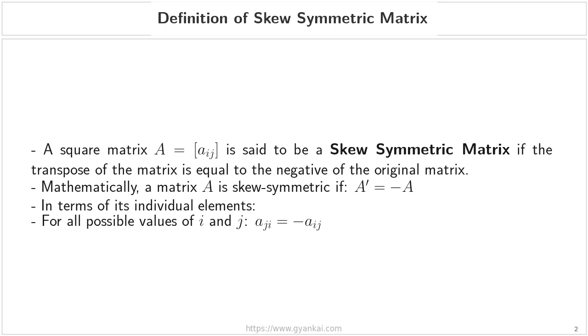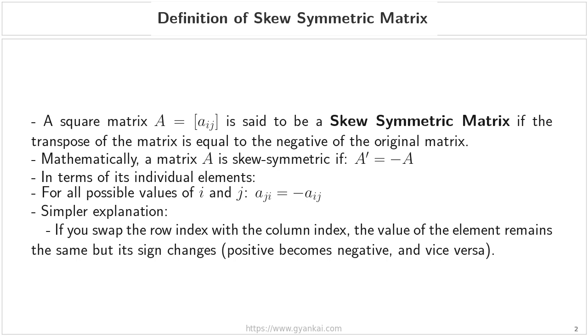If we look at this in terms of the individual elements within the matrix, for all possible values of the row index i and the column index j, the element at row j and column i is equal to the negative of the element at row i and column j. To put this in simpler terms, if you swap the row index with the column index, the numerical value of the element remains the same, but its sign changes. This means a positive value becomes negative and a negative value becomes positive. As we will see in the next slide, this specific relationship between elements leads to a very important rule regarding the diagonal of the matrix.